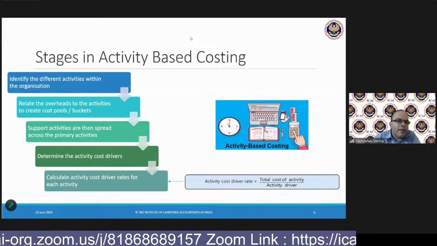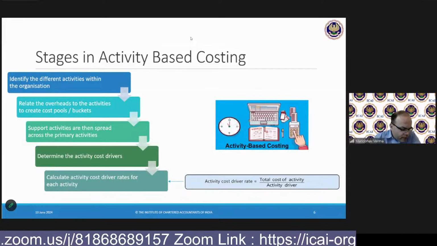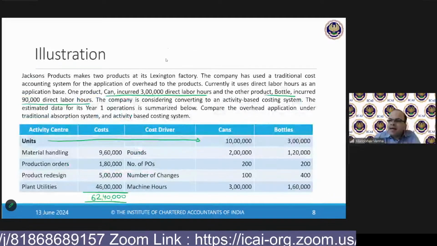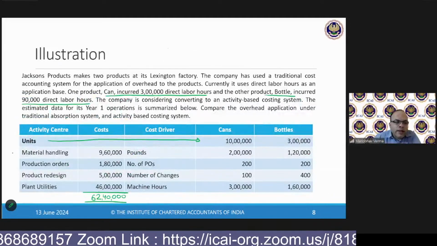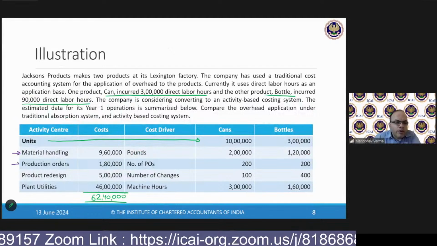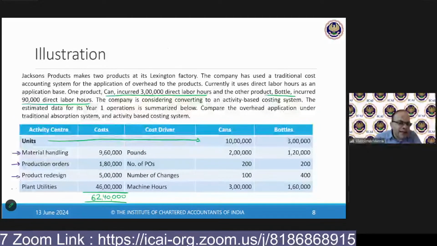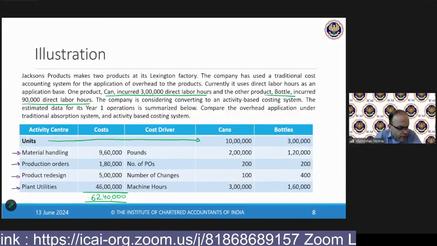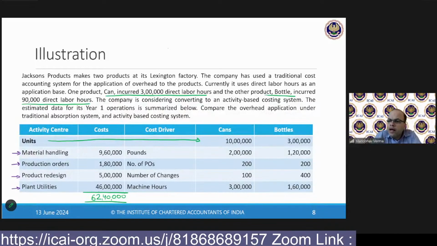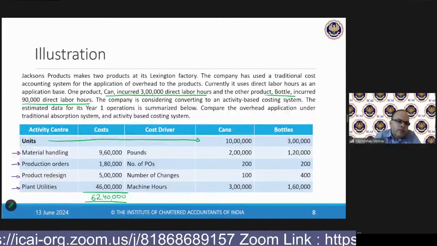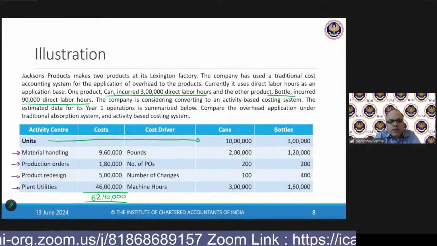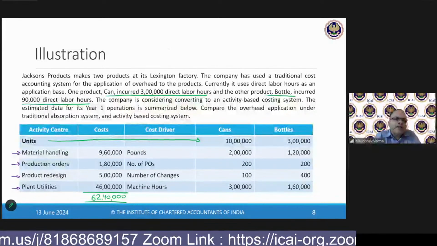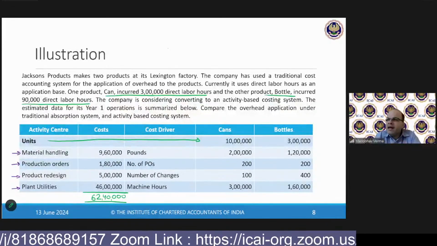That's the first step. And I believe the information itself has been kind enough to give us those activities, because I can see respective activities already bifurcated: material handling, production orders, product redesign, and plant utilities. When I started discussing activity based costing, we took some examples. One of those examples was material handling. So let me ask you guys, what did we talk about in terms of the material handling?